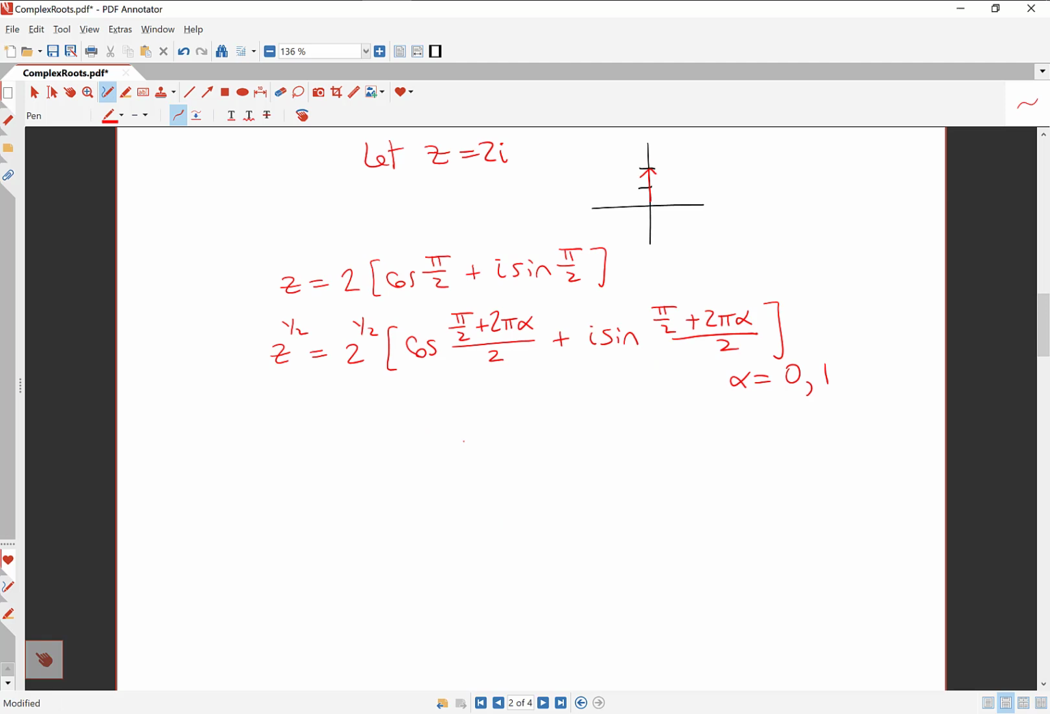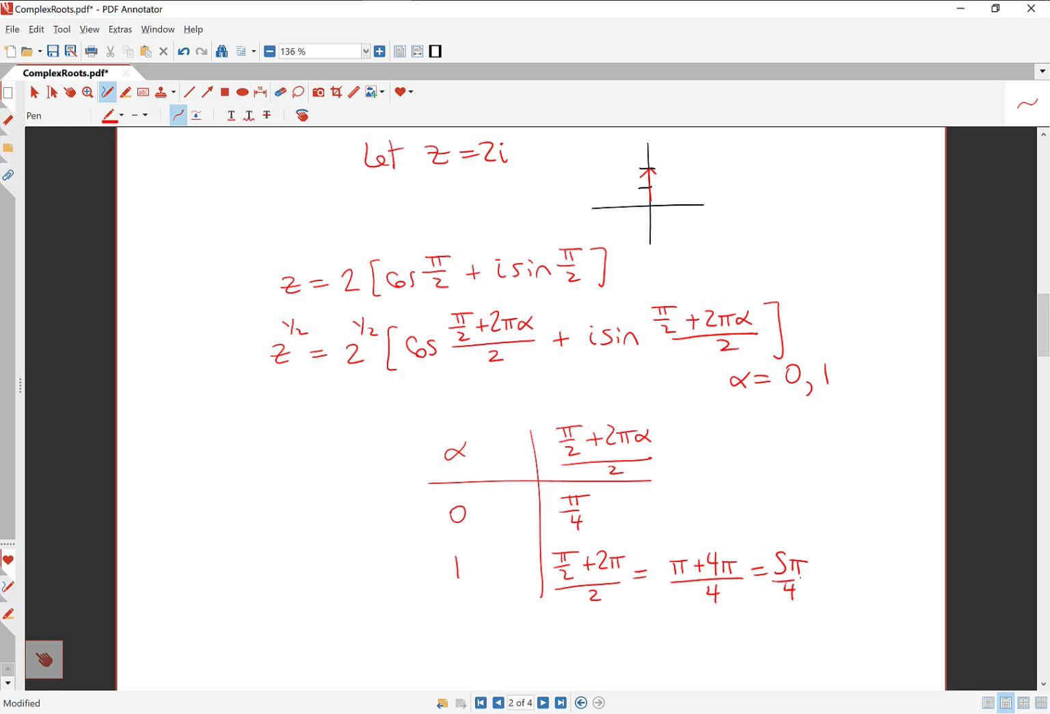So just like we did in the previous problem, let's make a little table of the alpha values and simplify the angle. So we want to simplify pi over 2 plus 2 pi alpha over 2. Well, if alpha is 0, then this looks like pi over 2 further divided by 2. So let's call that pi over 4. If alpha is 1, then we have pi over 2 plus 2 pi all over 2. And probably the easiest way to simplify that is to multiply top and bottom by 2. So if we multiply every single term top and bottom by 2, we'd have pi plus 4 pi over 4, or in other words, 5 pi over 4.